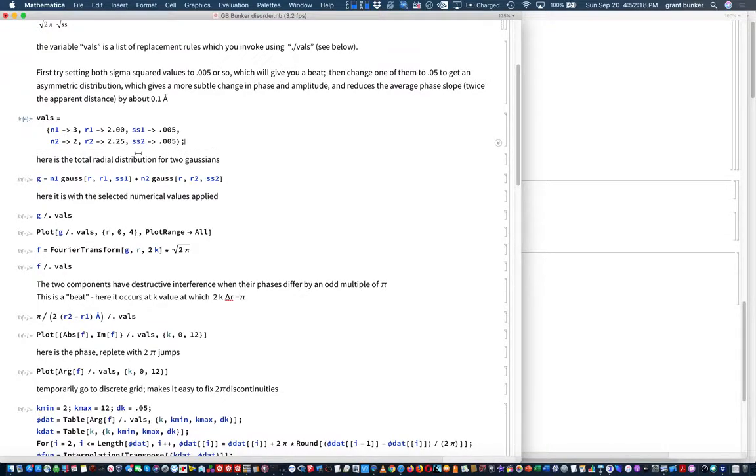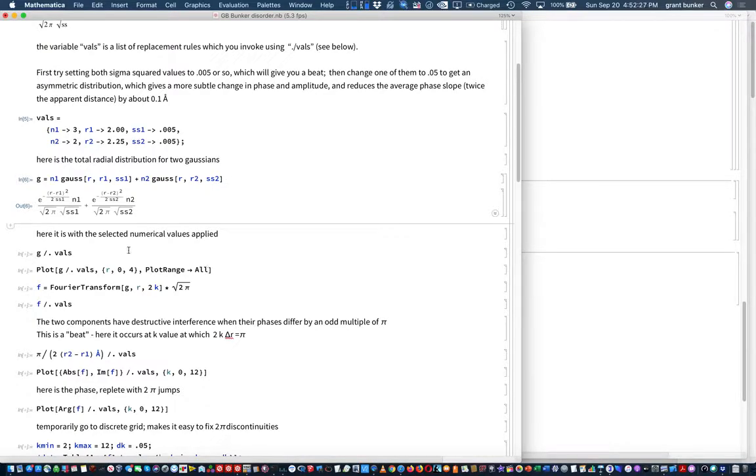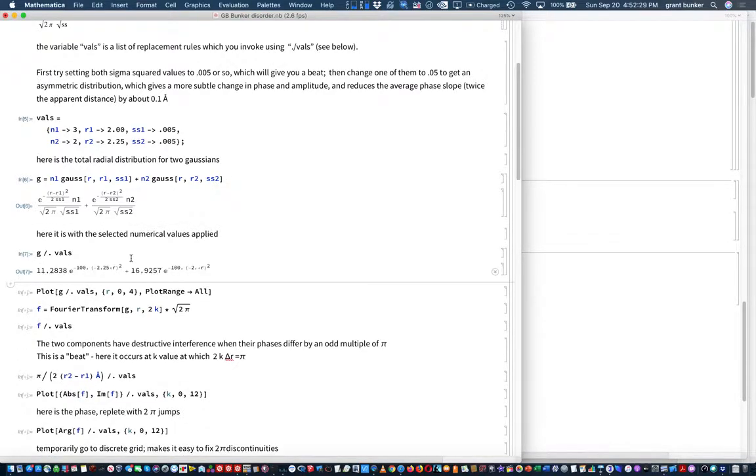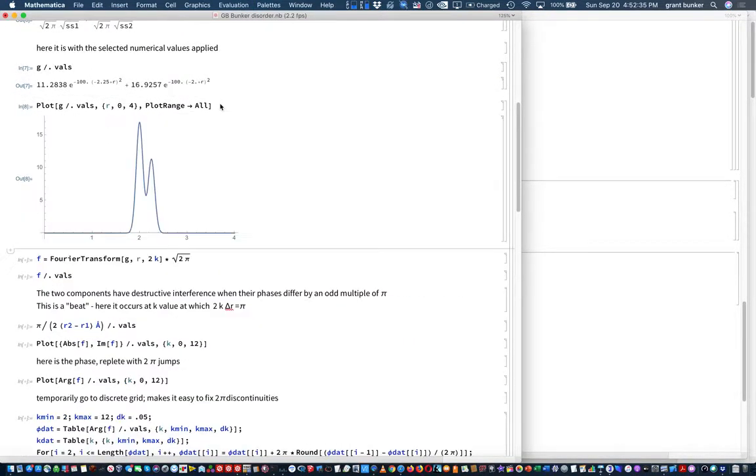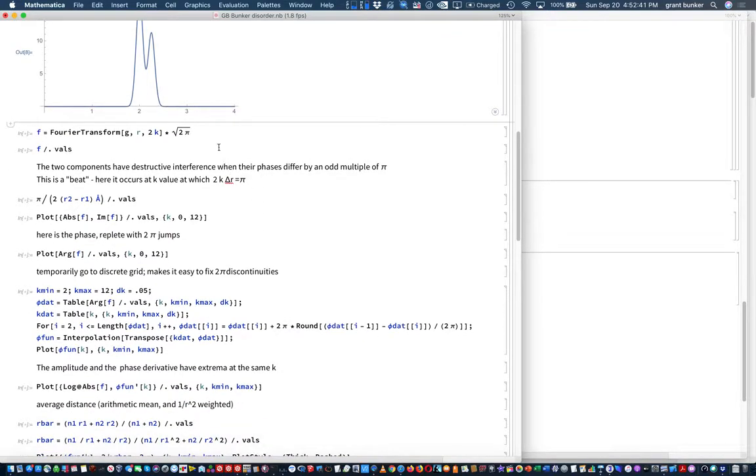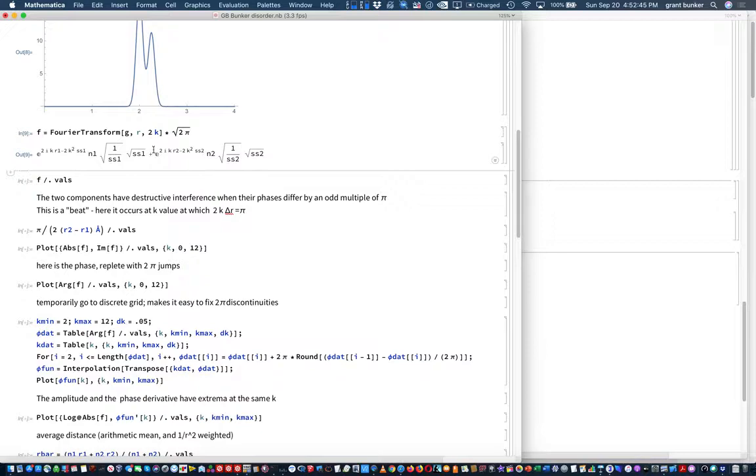Now these will show a clear beat. I can tell from the distances, so I want to show you that. A beat is when they get significantly out of phase. Here's the functional form with those numerical values. And here's a plot of the distribution. So I've got 3 atoms in this one and 2 atoms in this one. They have the same sigma squared. I'm going to do a Fourier transform of that. Here's the symbolic form.